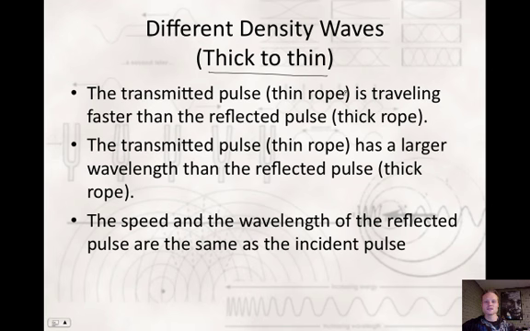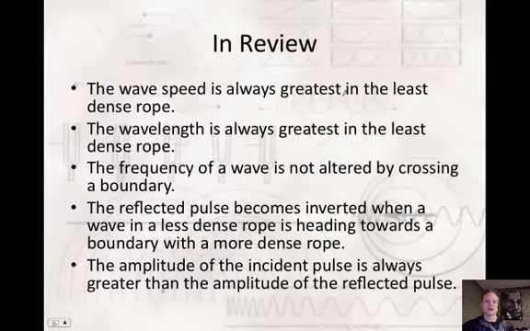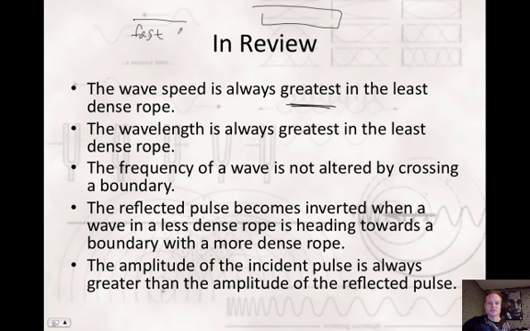Okay, so again, I know it's a little confusing, but I think this conclusion slide right here will kind of clear things up. So in a nutshell, what is this lesson about? The wave speed will always be the greatest in the least dense rope. And density of rope really is referring to thickness. So a thin rope is going to be fast. A thick rope is going to be slower, the wave speed. The wavelength is always greatest in the least dense rope. So if we have a chart here, it's going to be fast in terms of speed, and the wavelength is greatest. And over in this thick one, it'll be slow, and it'll have a smaller wavelength.